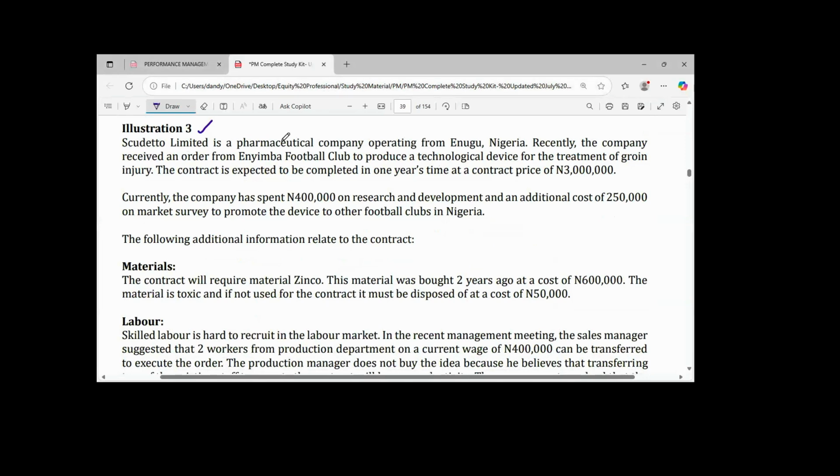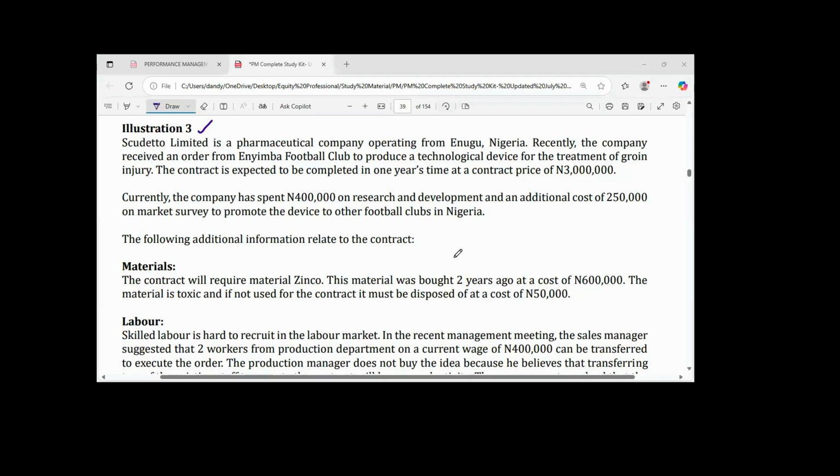Kudeto Limited is a pharmaceutical company operating from Enugu, Nigeria. Recently, the company received an order from Eyimba Football Club to produce a technological device for the treatment of groin injury. The contract is expected to be completed in 1 year's time at a contract price of 3 million naira.